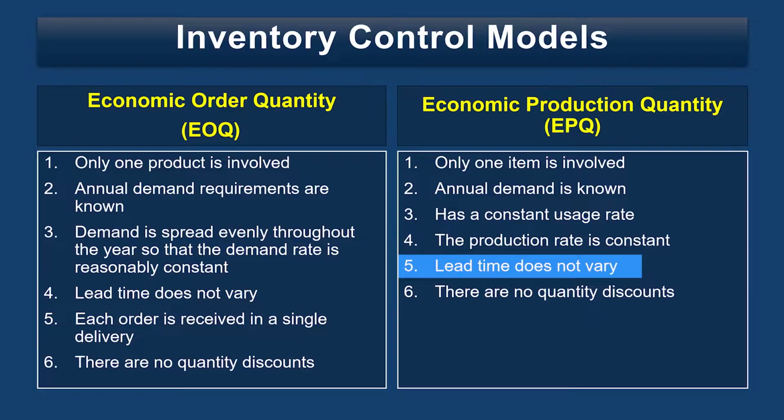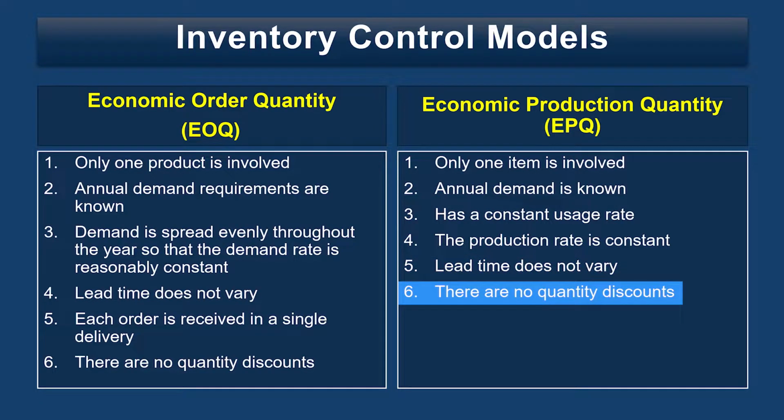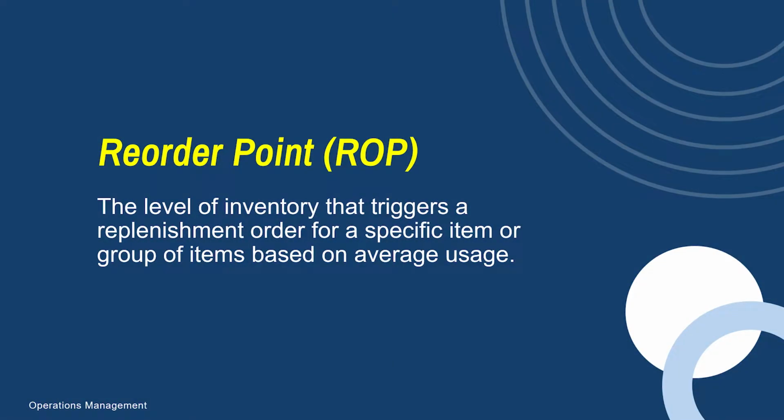Again, we need that lead time to be consistent for that product. And 6, there are no quantity discounts here either. Again, the quantity discount model doesn't work with this because it throws the cost off, right? And this whole idea is to balance carrying cost and holding cost to optimize inventory levels. So we have to make sure these assumptions are true before we can apply these models to items we're using in production or EOQ for items that are finished goods.